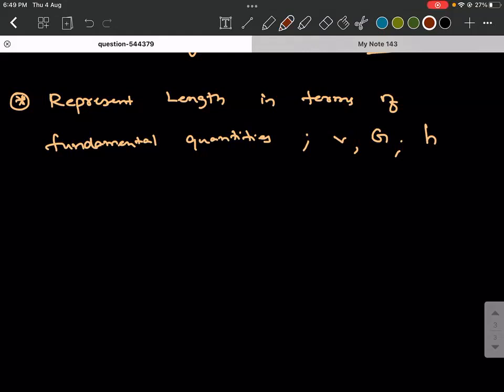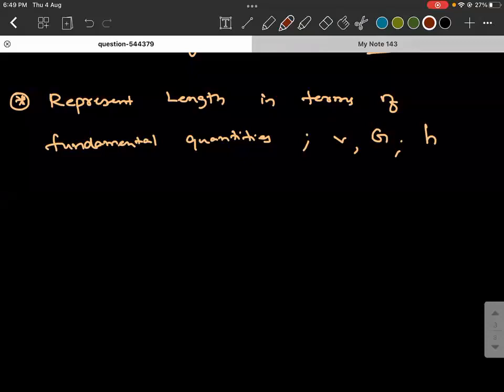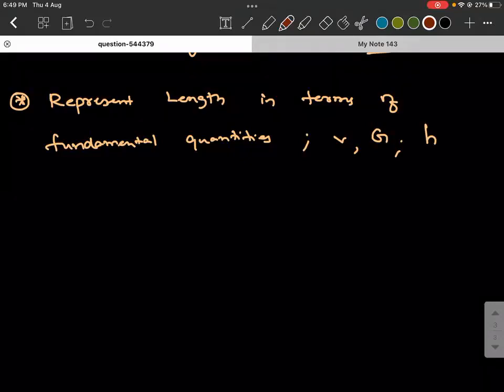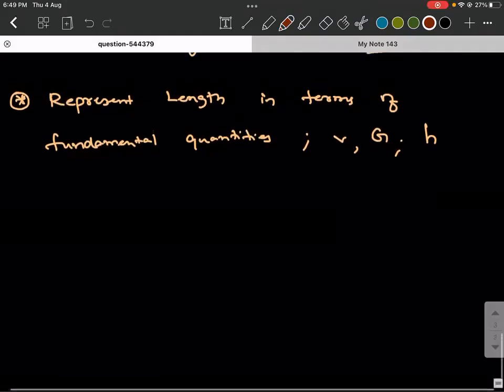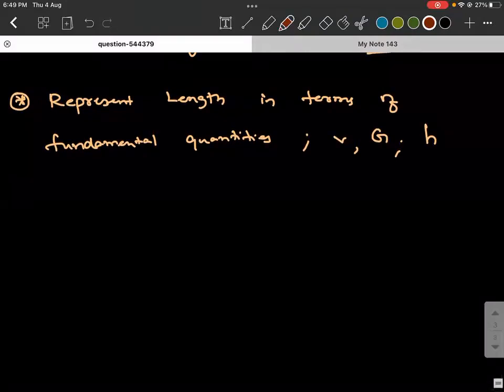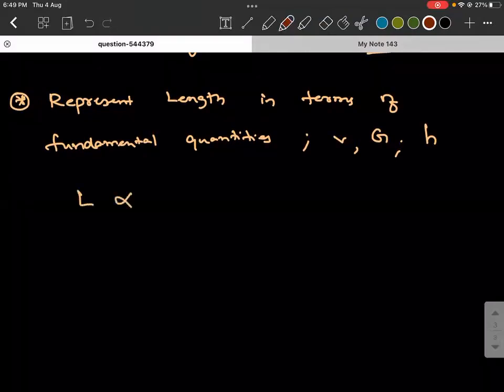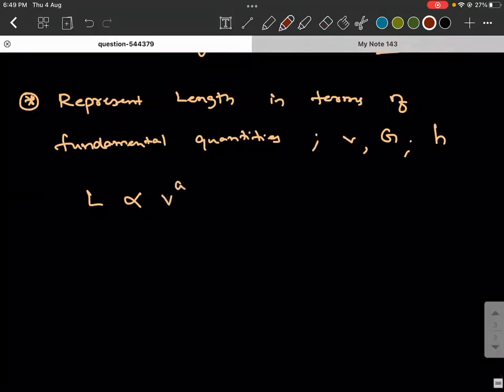Velocity. Okay. So I don't want you to give me velocity in terms of length and time. They're saying, I want you to try to find out the value of length in terms of velocity, acceleration, universal gravitation constant, and Planck's constant. Means you need to write that length depends on v power a, g power b, and h power c.